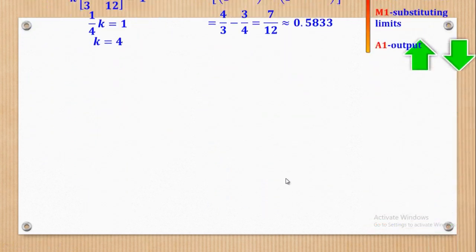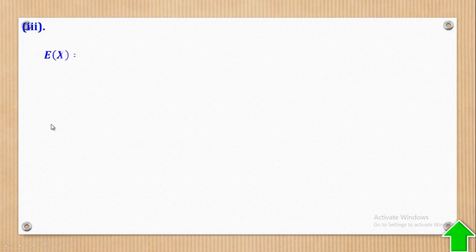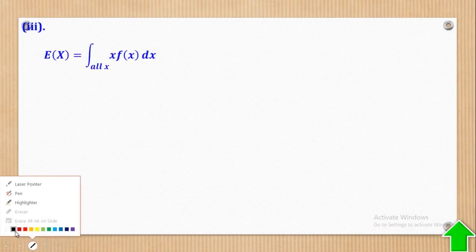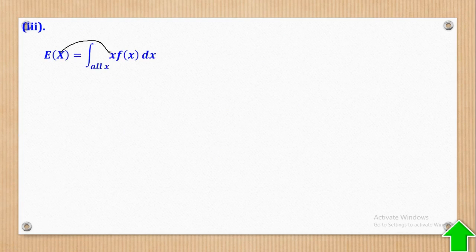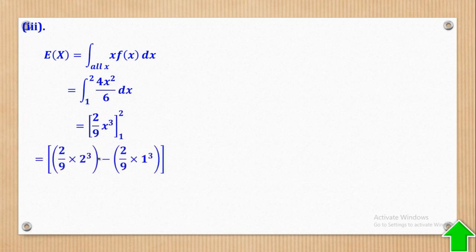So Roman 3, they wanted the expectation. So remember that expectation, when there is x here, you have to put x there. That's an easier way to memorize. So you are going to substitute to come up with 4x squared over 6. All x means from 1 to 2, because these are the given limits in the question. So when I integrate, I'll come up with 2 over 9x cubed. And then I substitute the limits to come up with that. Then when I use a calculator, I'll come up with my answer as 14 over 9.